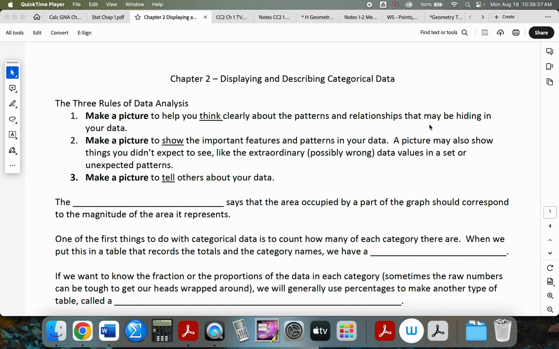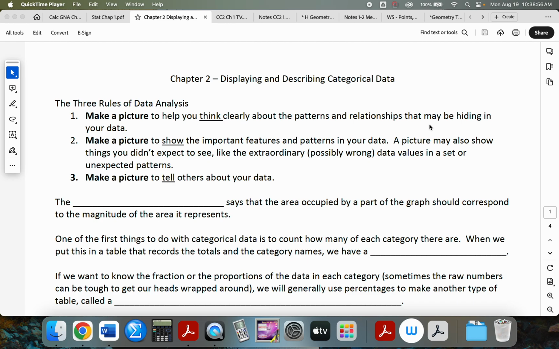So we're going to talk today about how to display and then describe categorical data. Your book, Being Funny, said there are three rules of data analysis, and they are make a picture, make a picture, make a picture.